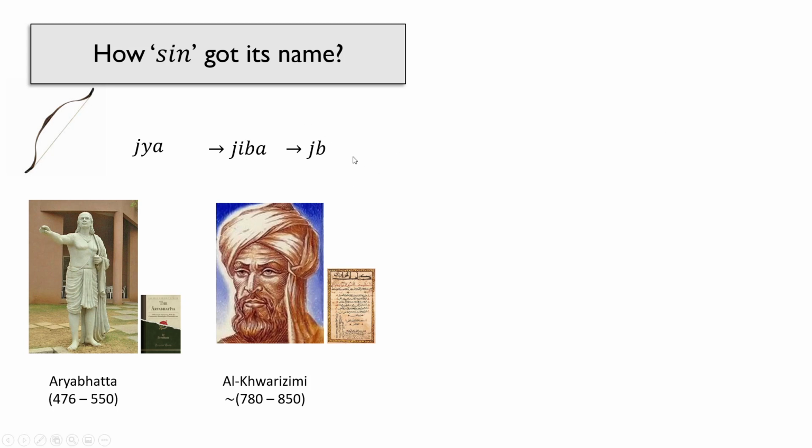Later writers assumed JB to be an abbreviation for the meaningless jiba. Why? Because jiba doesn't have any relation to the chord which was meant by jya. Hence, they substituted it with another word called jaib, which is a good Arabic word meaning either cove or bay.